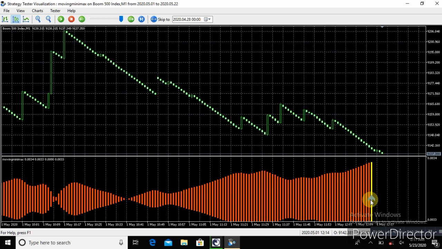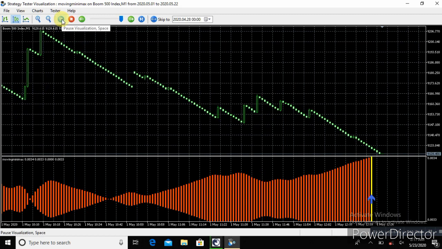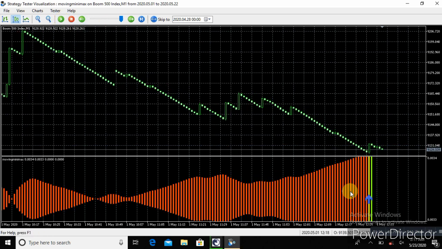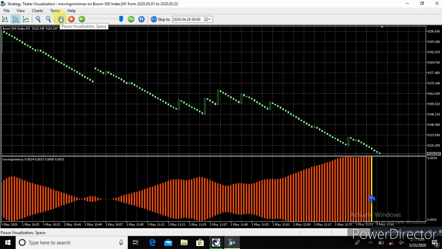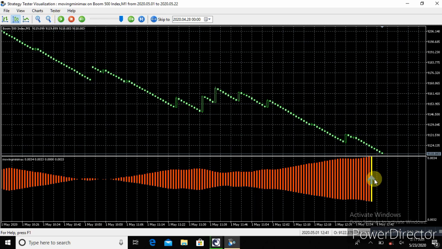Look here, this is the arrow, and just see, arrow and spike. Look here, the arrow is still here, so it means one more spike. Look here, arrow, and after 8 candles or 4 candles the spike will come.